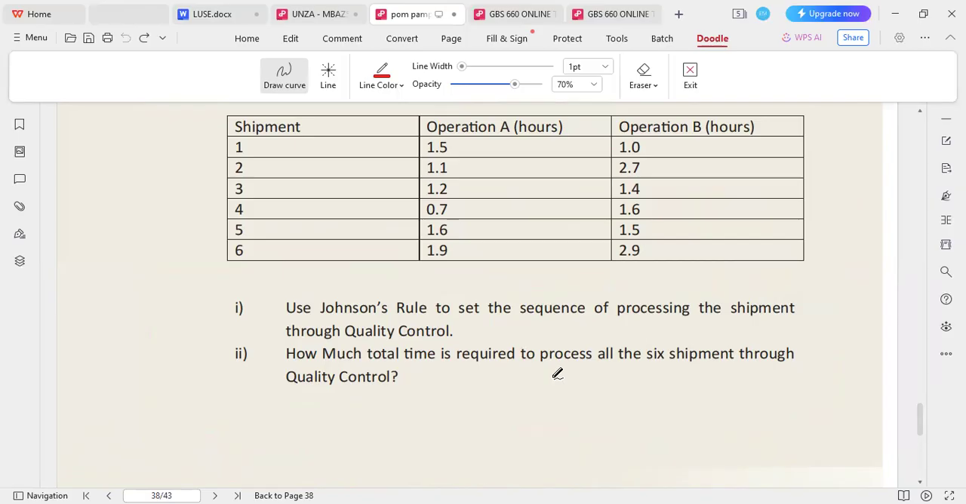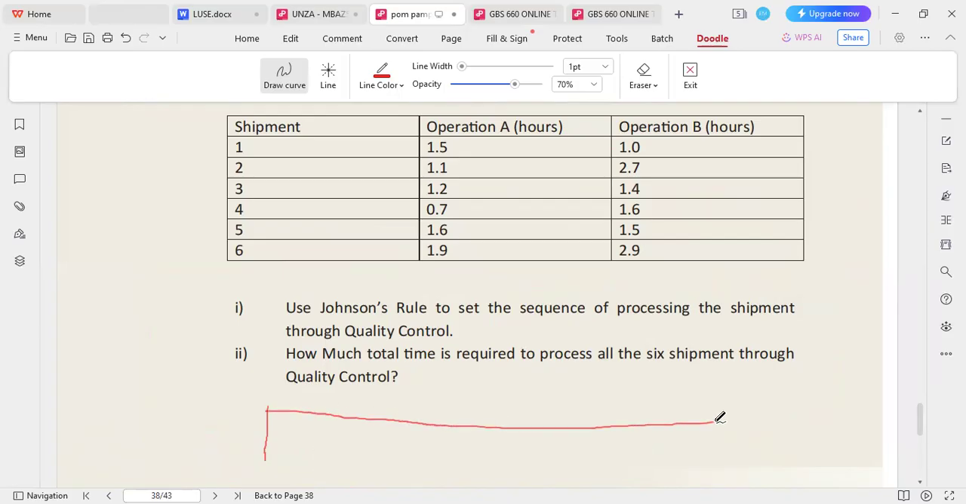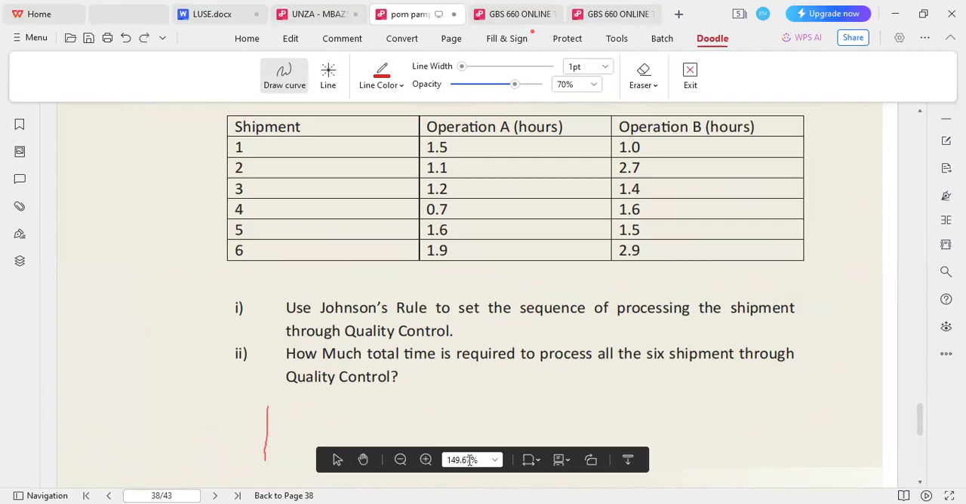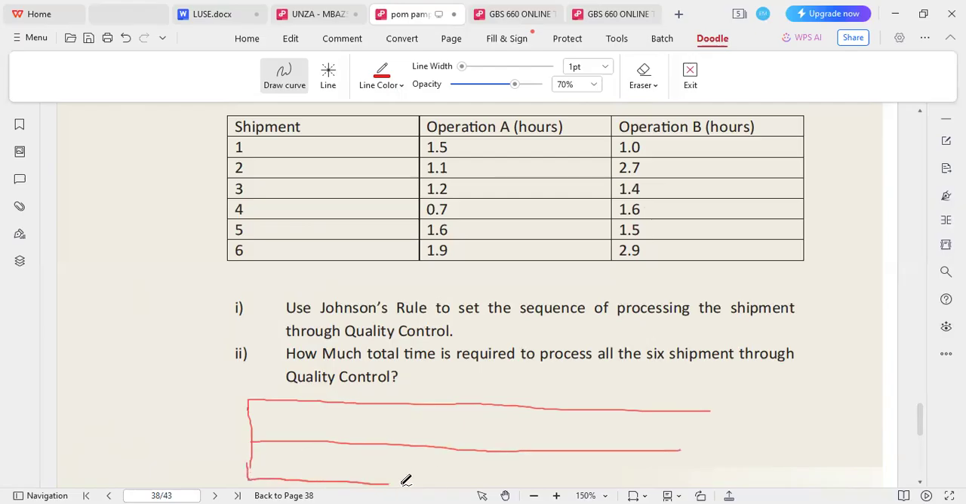All right. So let me just start up the Gantt chart. Okay. So on this Gantt chart, it is one of the important components as we look at shop floor planning and job sequencing. So we'll take time to explain.